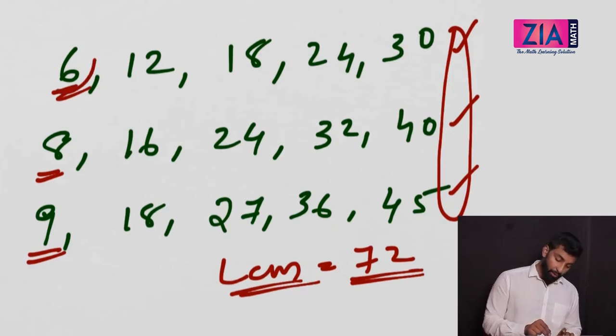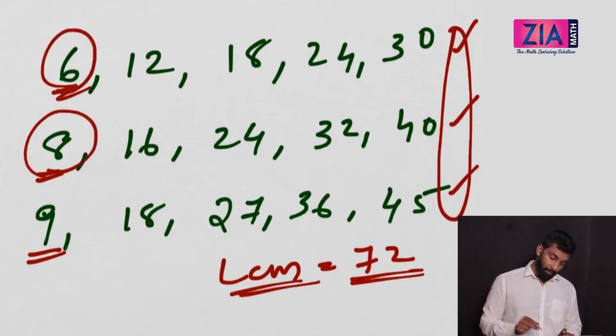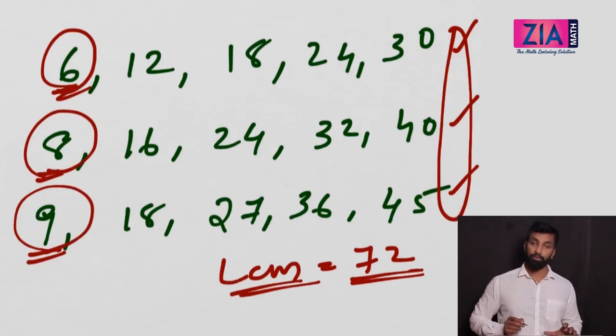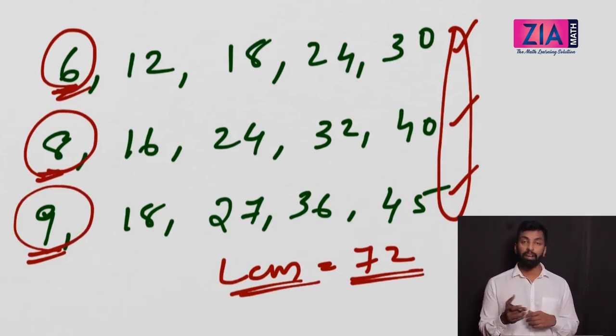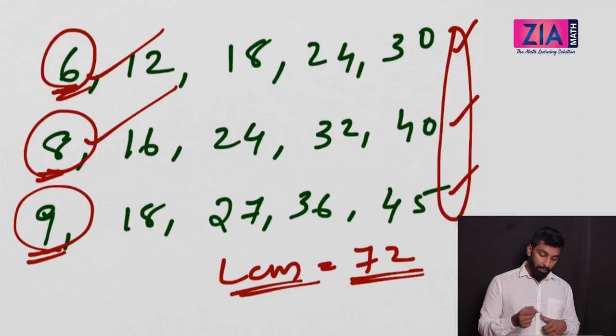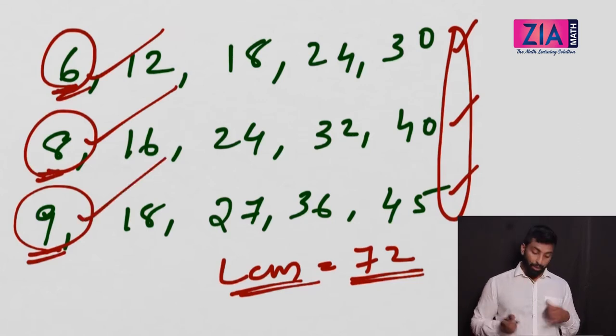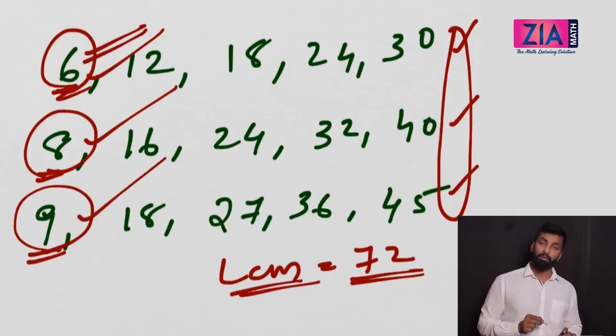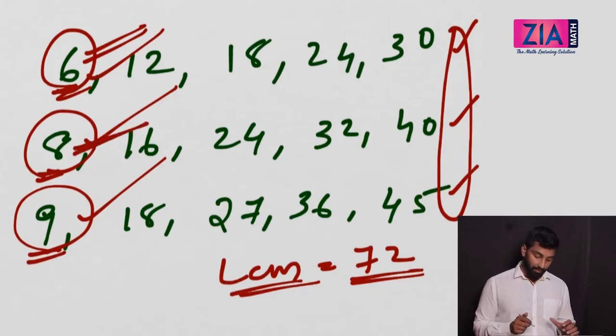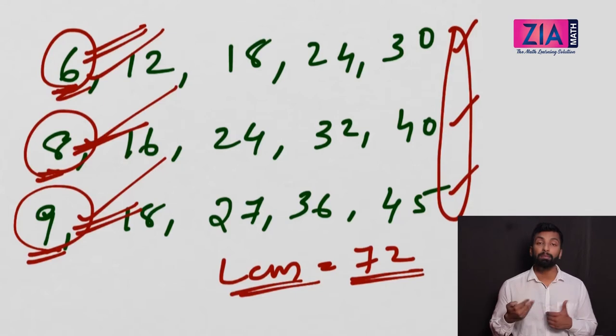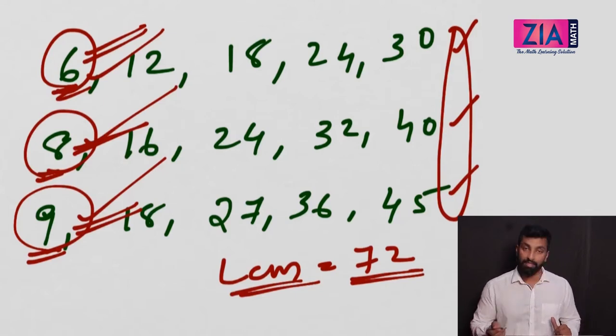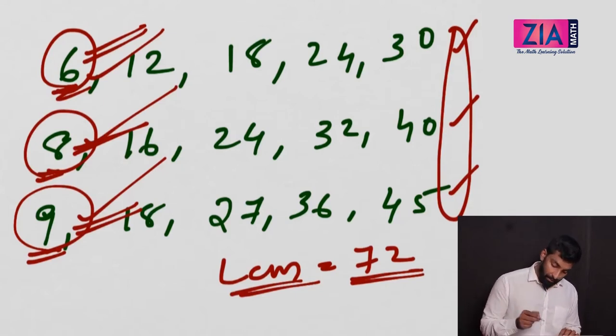Why? Because 72 is a multiple of 6, 72 is a multiple of 8, 72 is a multiple of 9. Or you can put it this way also, 72 is divisible by 6, divisible by 8, divisible by 9. So the item which is there in the 6th box will be there in 72. The item which is there in the 8th box will also be there in 72. The item which is there in the 9th box will also be there in the 72nd box. So your answer for this question is 72.